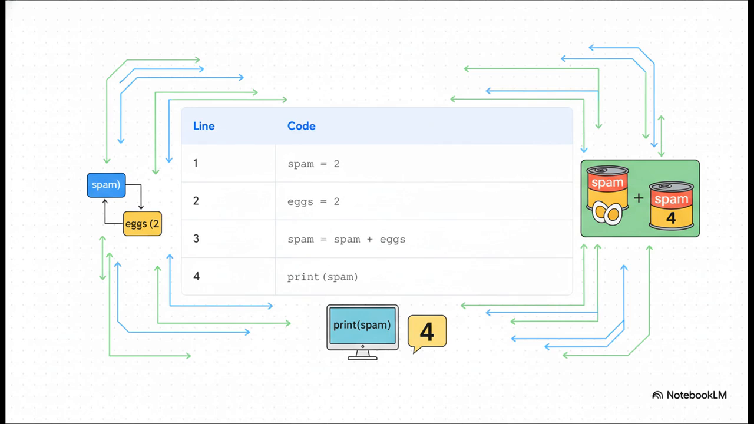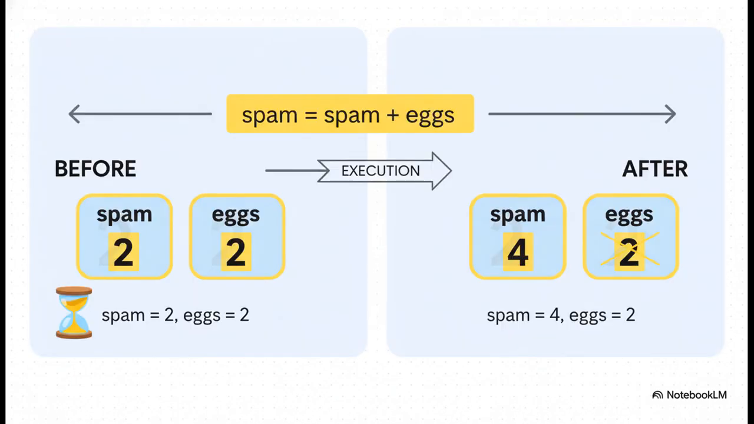Line 1, spam is set to 2. Line 2, eggs is set to 2. Line 3, spam gets updated. We take its current value, which is 2, add the value of eggs, which is also 2, and the result goes back into spam. Finally, line 4, we print out whatever spam is now. And this slide just nails that key point perfectly. Look at that. Right before the computer runs line 3, if you could pause time and look inside the spam variable, you'd see the number 2. It's only after that calculation on line 3 is totally finished that its value gets updated to 4.